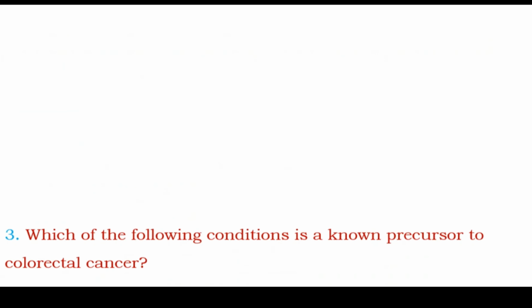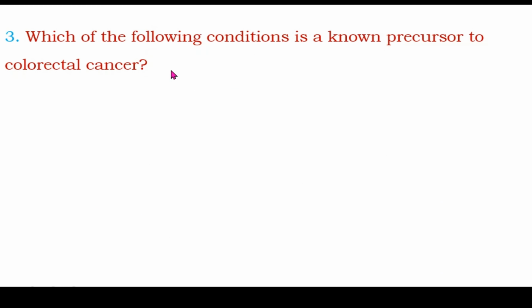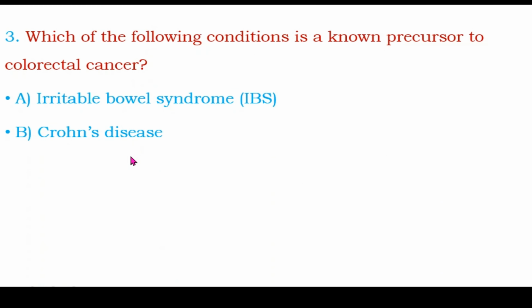3. Which of the following conditions is a known precursor to colorectal cancer? A. Irritable bowel syndrome, IBS. B. Crohn's disease. C. Ulcerative colitis. D. Both B and C. One minute is given to answer this question. Answer is D. Both B and C. Explanation. Chronic inflammatory conditions like Crohn's disease and ulcerative colitis increase the risk of colorectal cancer due to prolonged inflammation and cellular changes in the colon.